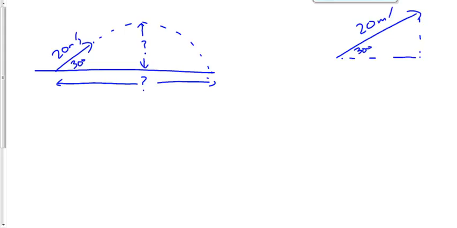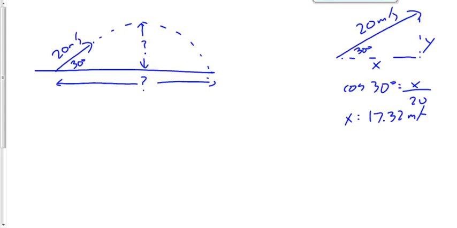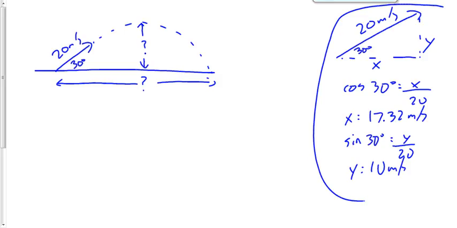Draw it off to the side, label an x component and a y component, and let's find the x component and the y component. Let's say cosine 30 degrees is equal to adjacent over hypotenuse. X ends up being equal to 17.32 meters per second. Sine 30 degrees is equal to opposite over hypotenuse. Y ends up being equal to 10. So now what we're saying is that the x component of the initial velocity is 17.32. The y component of the initial velocity is 10 meters per second.